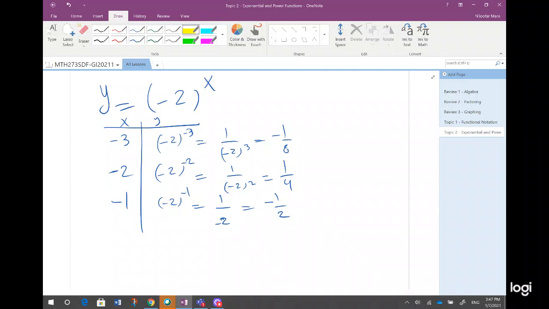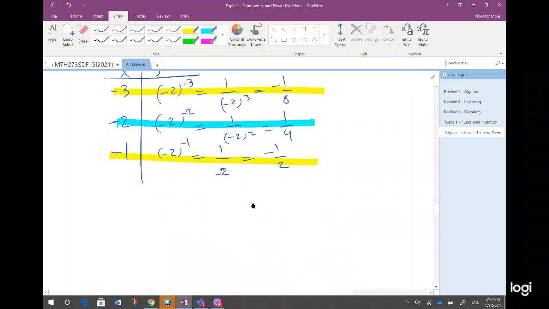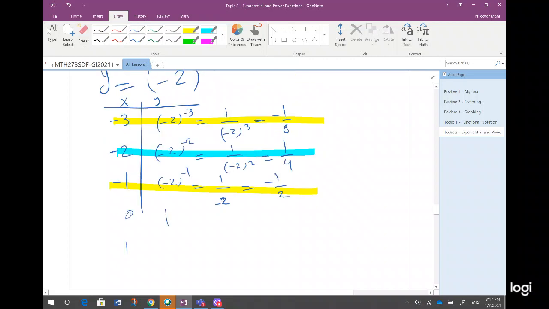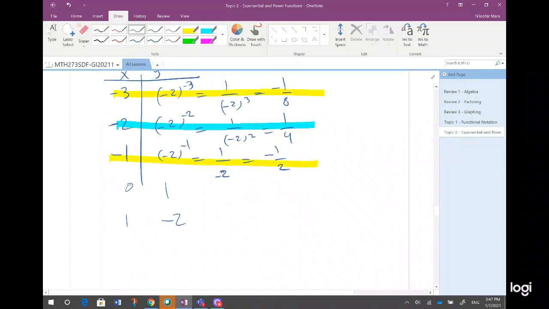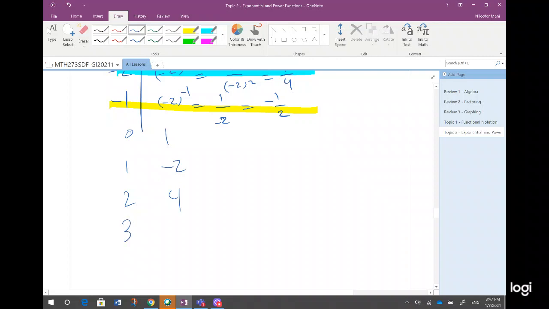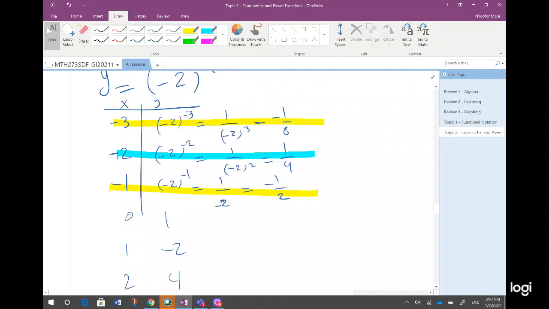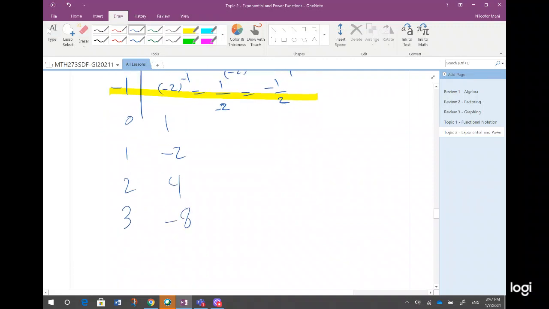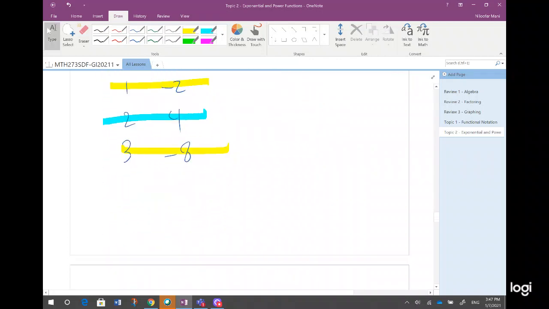So here negative, here positive. How about 0? If I put 0, it is 1. If I put 1, it is minus 2 power 1, which is minus 2. If I put 2, it's minus 2 power 2, which is 4. See? Positive and negative. If I do 3, it is minus 2 power 3, which is minus 8. Okay, so again, here I have negative, negative, negative, and this one, positive. So it jumps from positive to negative.